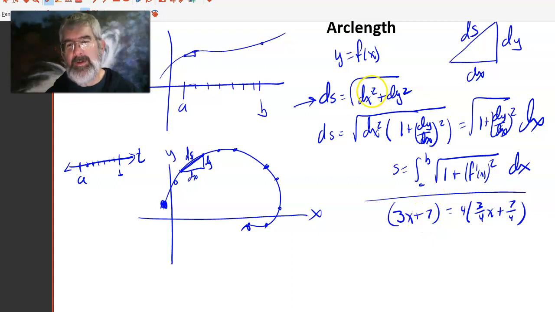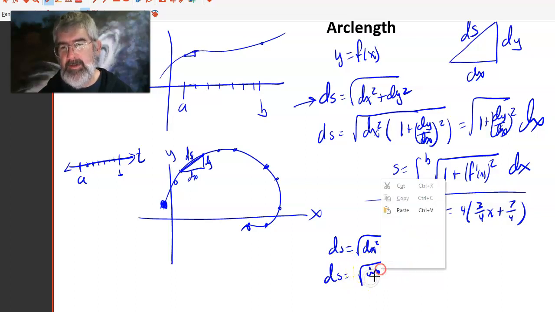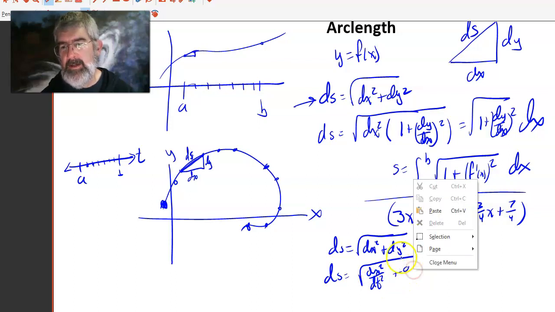So that's what I'm going to do to this thing. I've got this ds equals the square root of dx squared plus dy squared, and I'm going to factor out a dt squared. So ds is the square root of dx squared divided by dt squared plus dy squared.